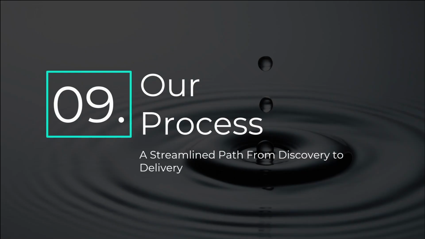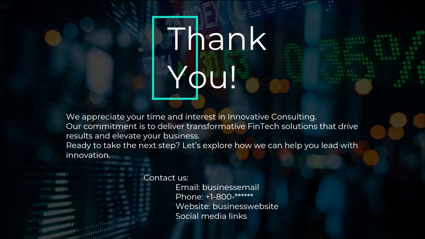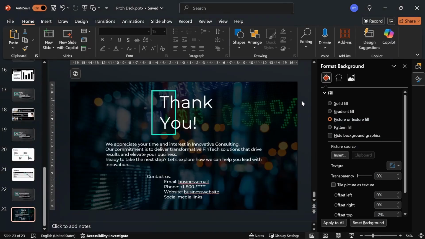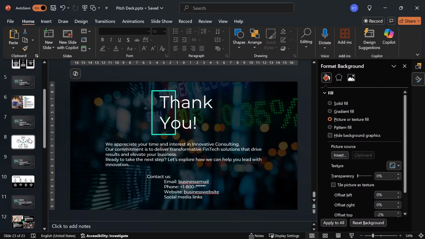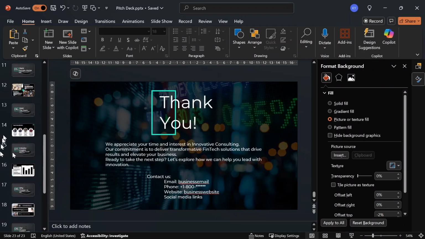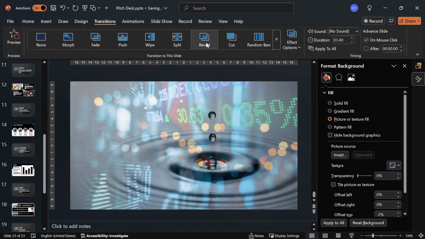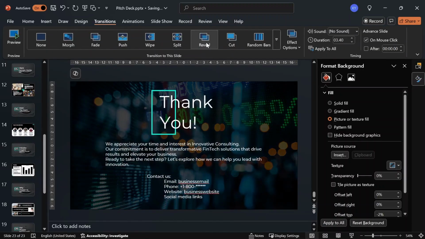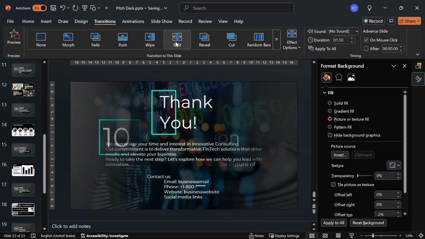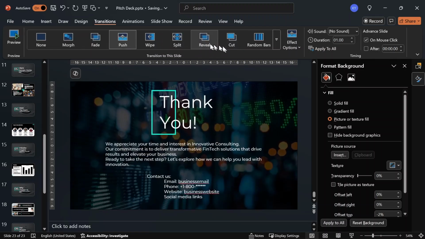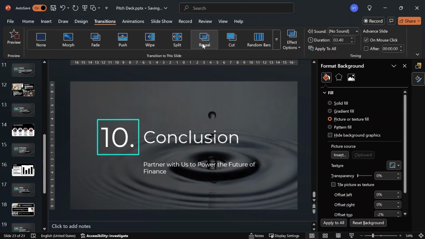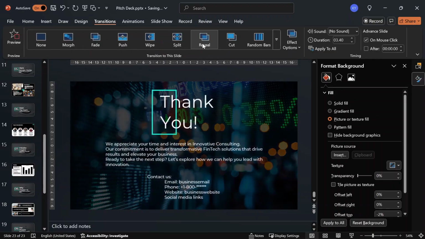So now what we are going to do is add some transitions. Okay, I know I said we are going to add some transitions, but in actuality, it's just one transition. So on the slide, we'll go to the transitions tab, and then we're going to pick reveal. Now, if you don't like this effect, you can change it to whatever you want. You can do split, push, wipe, whatever you like. But for this, I chose reveal as the effect.